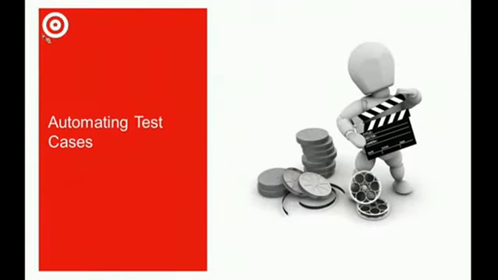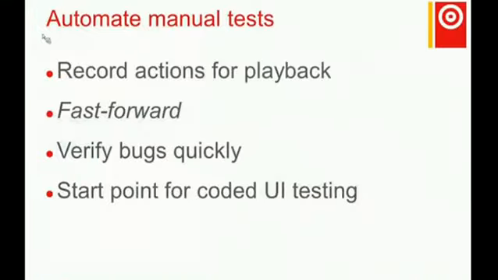Okay, so we'll move on now to automating test cases to make things a little bit quicker when you come to rerunning tests. You can record your actions for playback. When you're recording the test, you go through the test as normal, and a recording is automatically being made for you. When you come to play the recording back, you can fast forward through as many steps as you want. That allows you to verify bugs quickly as well, because you can see the bug and fast forward through the recording to see if the bug has been fixed.